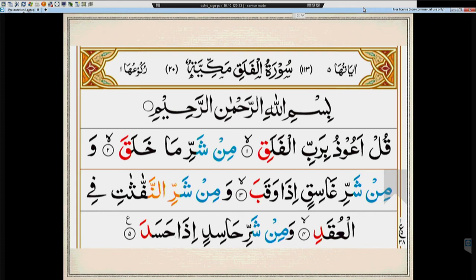Important, sharri, not sharrin. This is one of the examples where ra is mushaddad, it has a shadda on top. If it's a fatha or dhamma, it's going to be full mouth. If it's kasra, it's empty mouth. In this case, there's a kasra, min sharri. Just because the sheen has a fatha before it doesn't mean the ra will be read full mouth. It's still going to be empty mouth. Min sharri ma khalaq. Wa min sharri ghasiqin idha waqab.